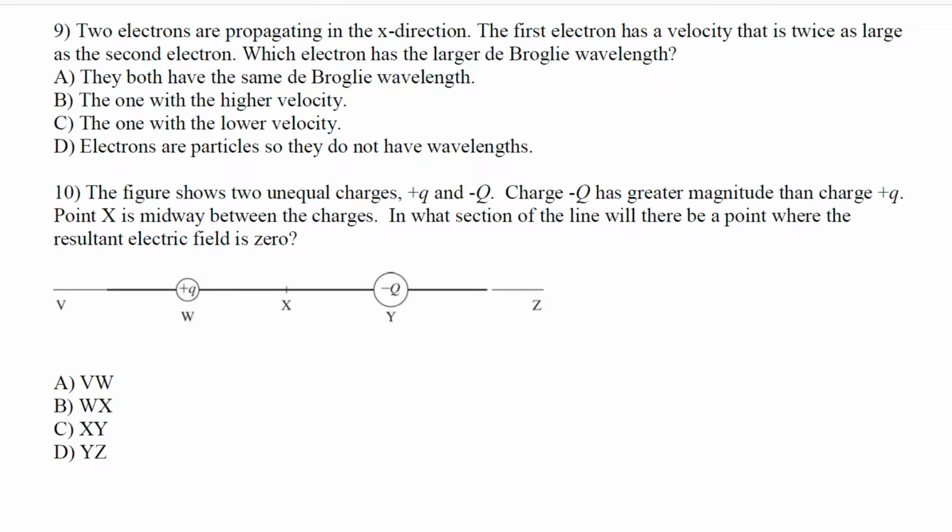For number 9, we have 2 electrons that are propagating in the x direction. The first electron has a velocity which is twice as large as the second electron, so it's moving twice as fast. Which electron has the larger de Broglie wavelength? Okay. The de Broglie wavelength, some value of the wavelength lambda, is related to Planck's constant and the momentum of the object that we want to discuss. So let's quickly take a look at this on the side.